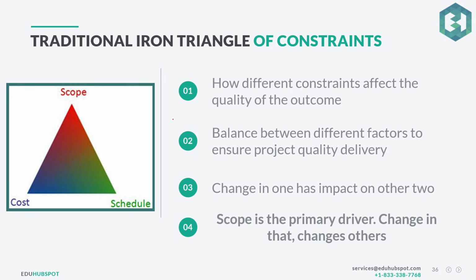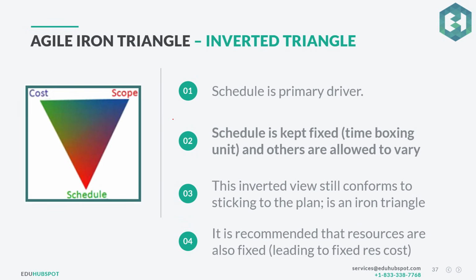Okay, so if you see quickly, scope, cost, schedule, how different constraints affect the quality of the outcome. Basically, a change in one leg may impact at least one of the other two. That's your traditional iron triangle. In your agile iron triangle, the schedule is the primary driver. Both your scope and cost keep on changing. You keep on getting the feedback from the customer.